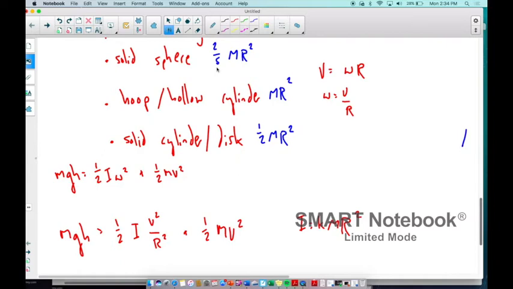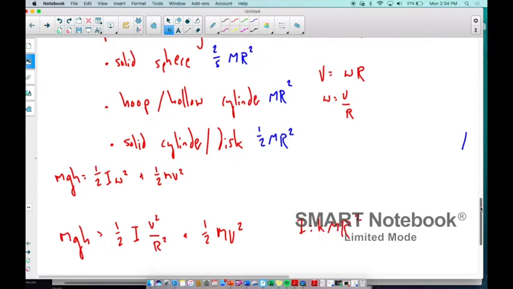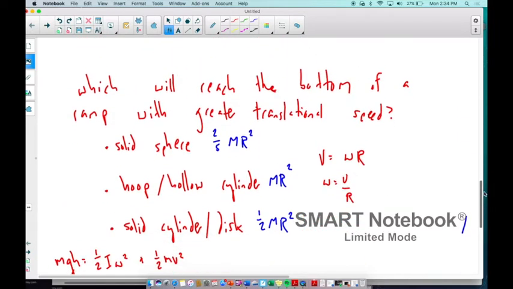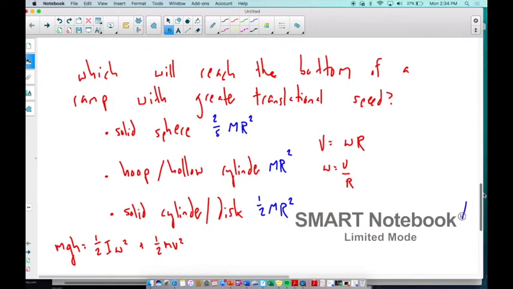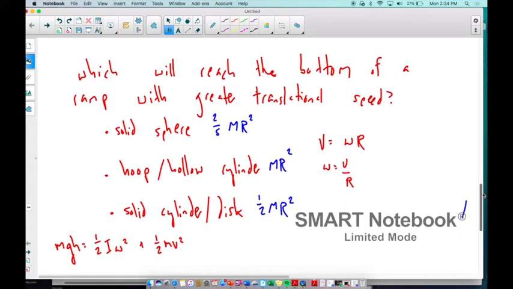So less of its energy is going to go towards the rotational kinetic energy, leaving more energy for translational, leaving there a higher velocity. All right, so the answer is the solid sphere. The solid sphere is going to reach the bottom of the ramp with a greater translational speed. In fact, it should reach the bottom of the ramp first if the acceleration is constant the whole way, because the whole way it's going to have a greater velocity. So the solid sphere is the correct answer.